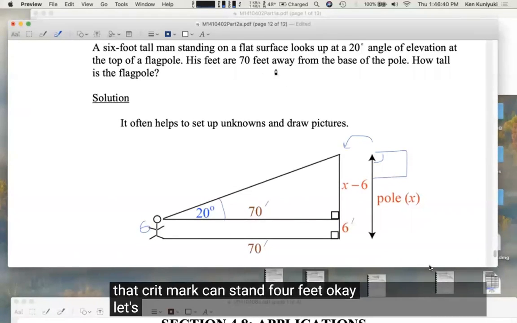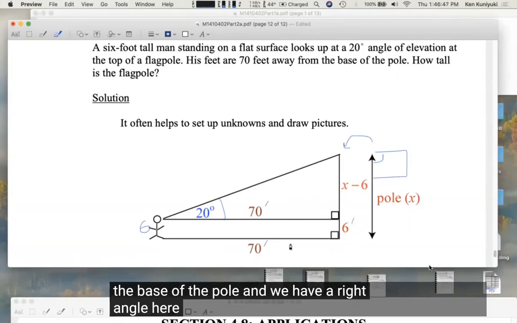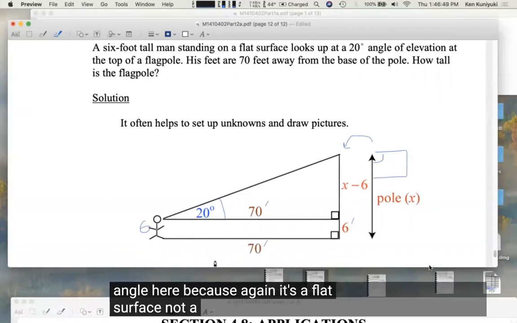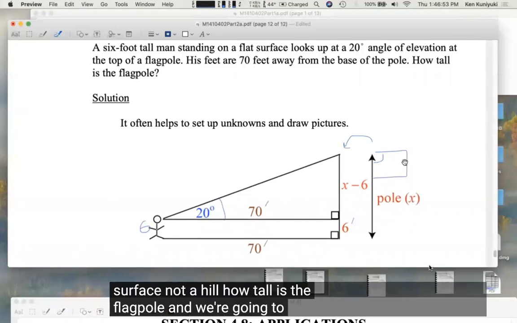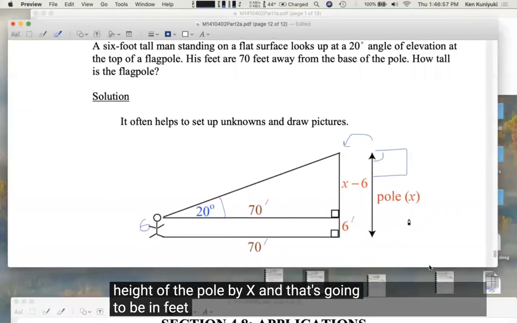Okay, let's see. His feet are 70 feet away from the base of the pole. And we have a right angle here because, again, it's a flat surface, not a hill. How tall is the flagpole? And we're going to denote the height of the pole by x. And that's going to be in feet.